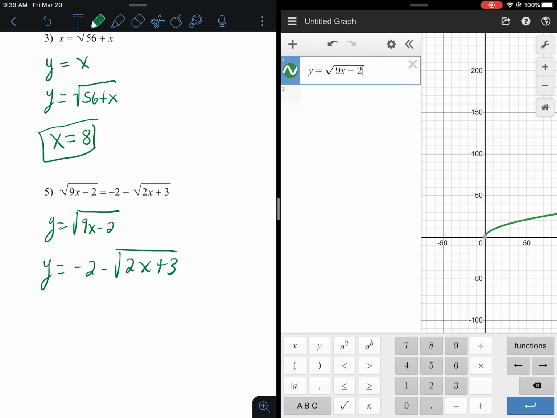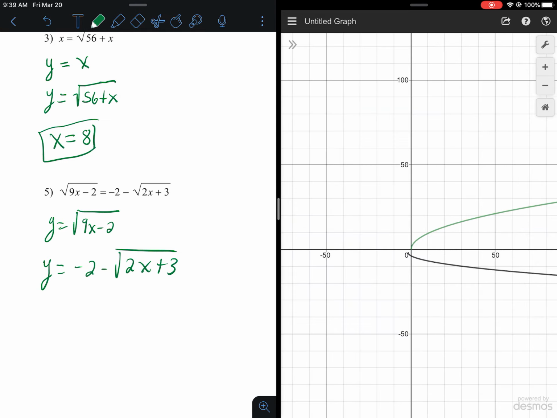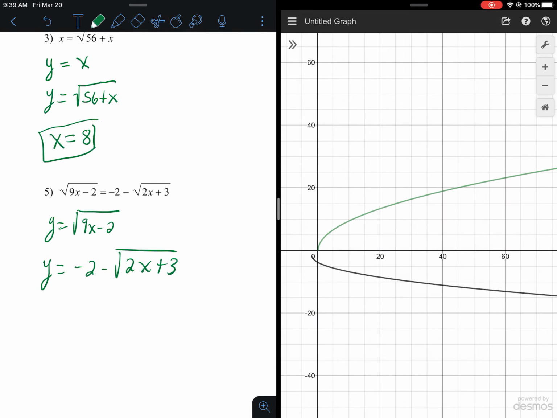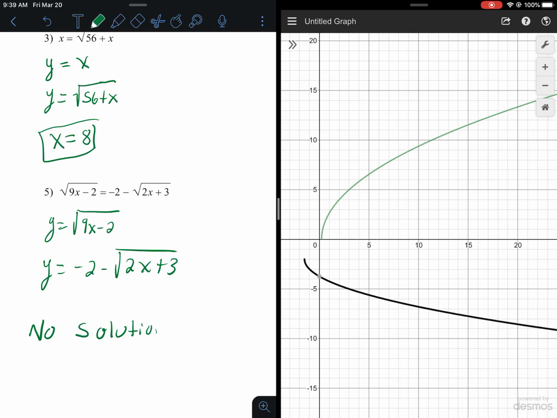And I'm going to look for their points of intersection. So y equals the square root of 9x minus 2, and y equals negative 2 minus the square root of 2x plus 3. And I come here and I look. Now I'm looking for points of intersection here, and they do not cross anywhere. So there are no points of intersection, so this would actually be no solution.